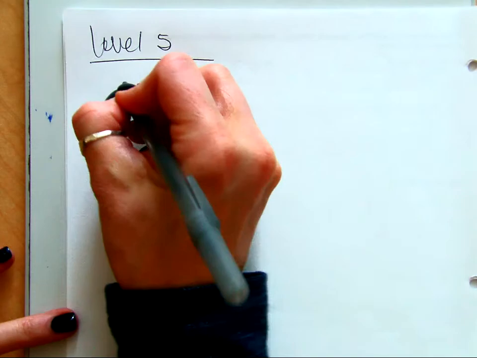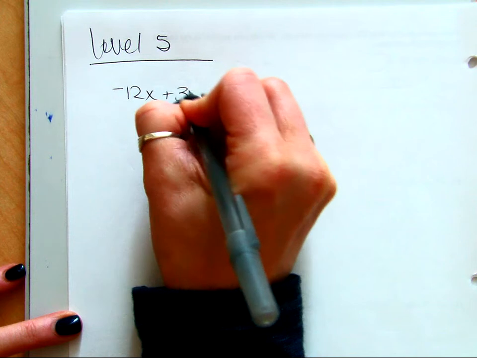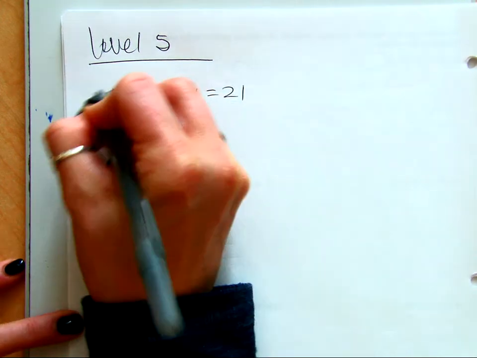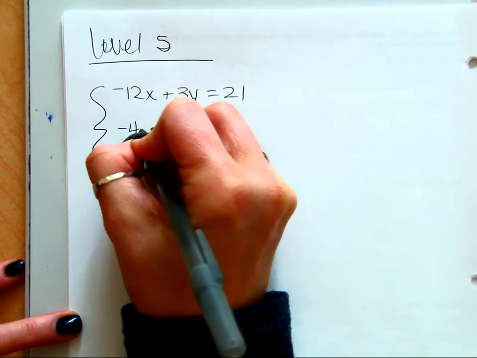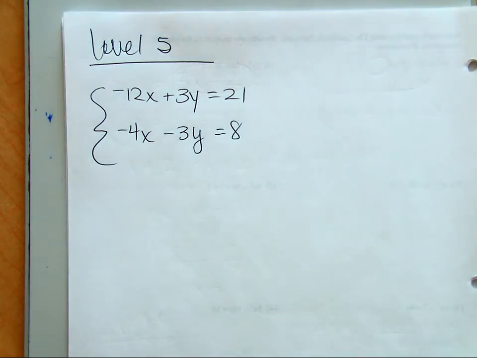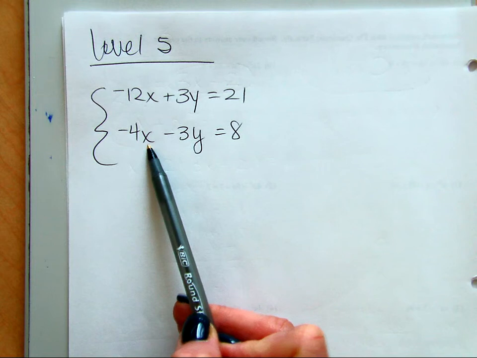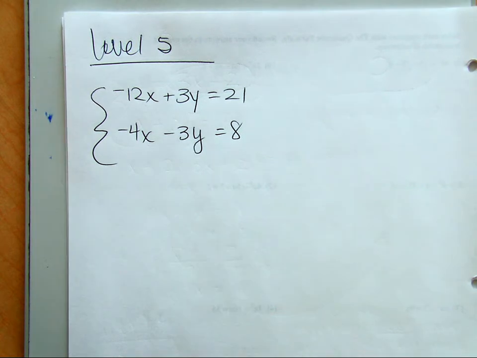So this problem is going to say negative 12x plus 3y equals 21. Negative 4x minus 3y equals 8. And yes, they're both in standard form, but this time I don't have an easy one. I mean, I do, but you're going to have to look a little harder as to which one to choose. Oh my gosh, do I solve the first equation for x or y? Do I get this x alone, or do I get this y alone?